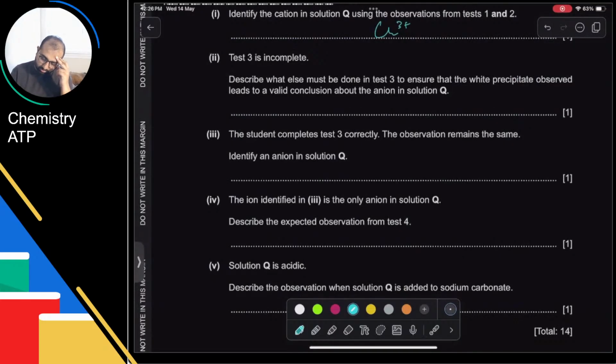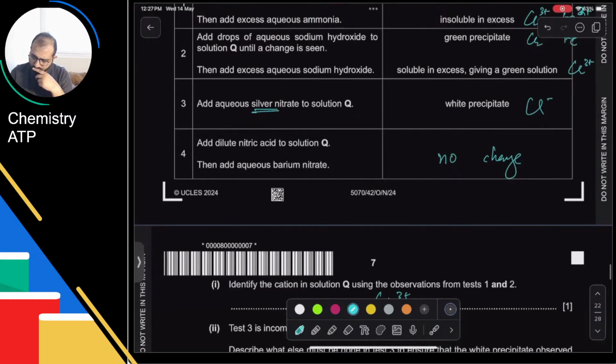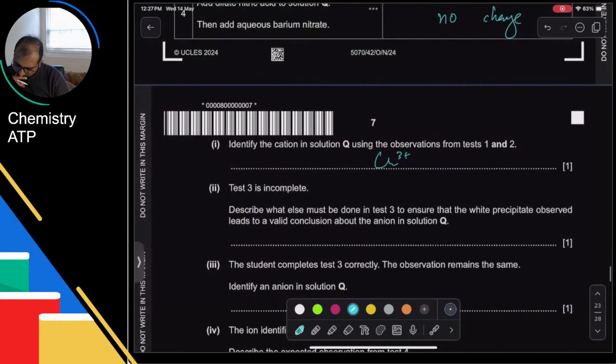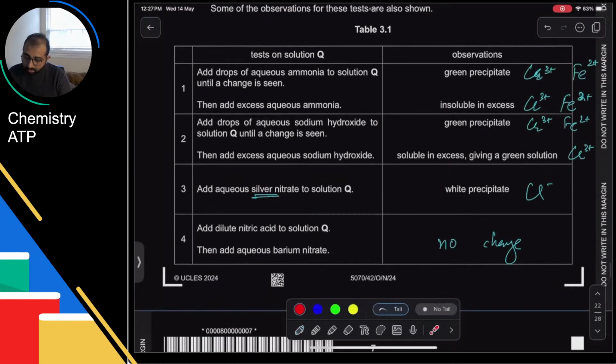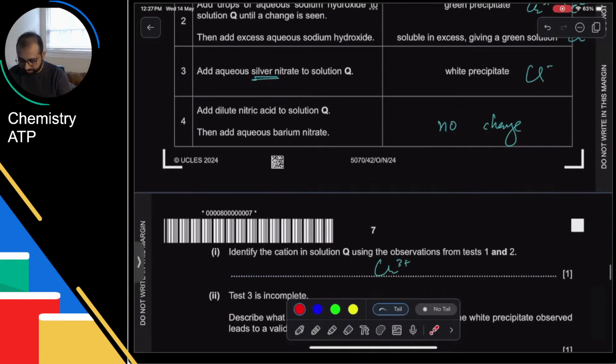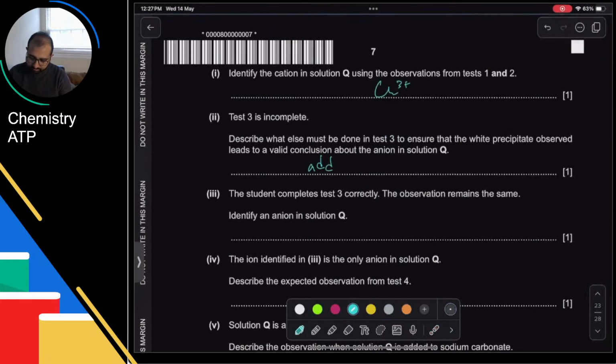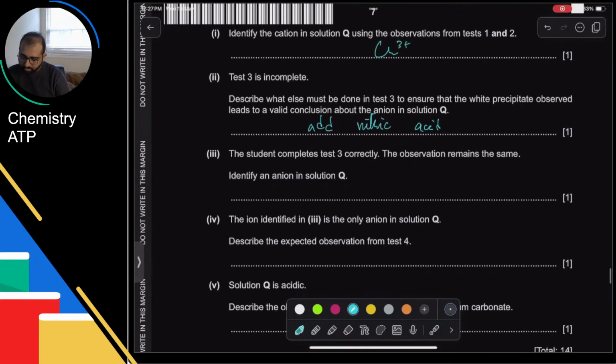Describe. Yeah, so we have already mentioned that. Wait a minute. What else must be done in test 3? What's happening in test 3? Oh, I'll take that back. With chloride, you could also get carbonate. And how do you destroy carbonate? Adding nitric acid. So add nitric acid. Okay. So in test 3 correctly, the observation remains the same.